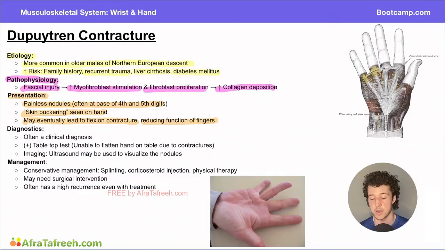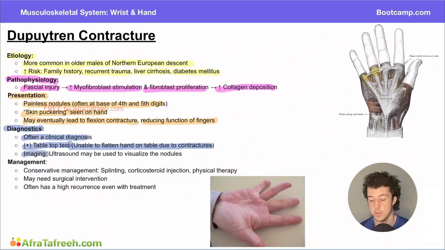All right, let's move on and talk about diagnostics. So like most things in this chapter, this is often a clinical diagnosis. Additionally, as a diagnostic tool, we might use a tabletop test in which we ask the patient to put their hand palm down on a table and to flatten it out. And if the patient is unable to flatten that hand and get their palm onto the table due to these flexion contractures, that is another positive sign for Dupuytren contraction.